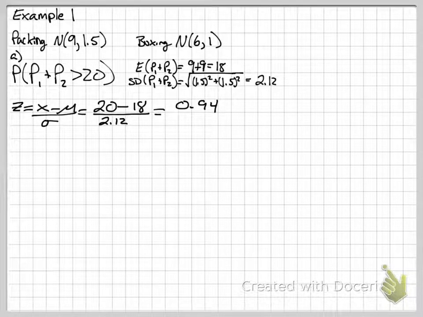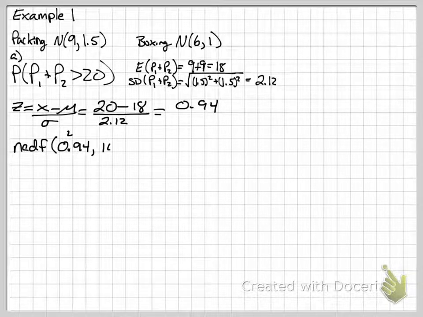Now we can use our NCDF to find our actual probability. So remember, anytime you put something into the calculator, please make sure that you write down what you're putting in. So we're going to use NCDF. We're going to use our z-score, so 0.94 is going to be our lower. Our upper is infinity. And then we have our mean. So remember, whenever we use the normal model, when we find our z-score, we're just going to use a mean of 0, I'm sorry, and a standard deviation of 1.